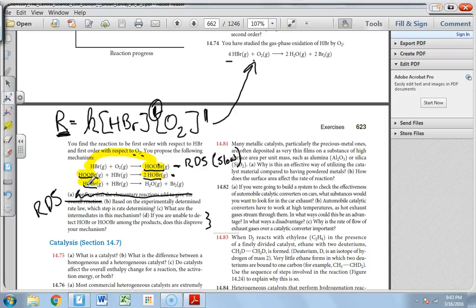So that's the stepwise approach through a mechanism. Keep in mind that all the steps of a mechanism have to add up to the overall reaction. You have to make sure that the stoichiometry of the slow step reflects the rate law, which it does. And for this problem, that's all we have to figure out. I hope that helps you clear up some mechanism problems.